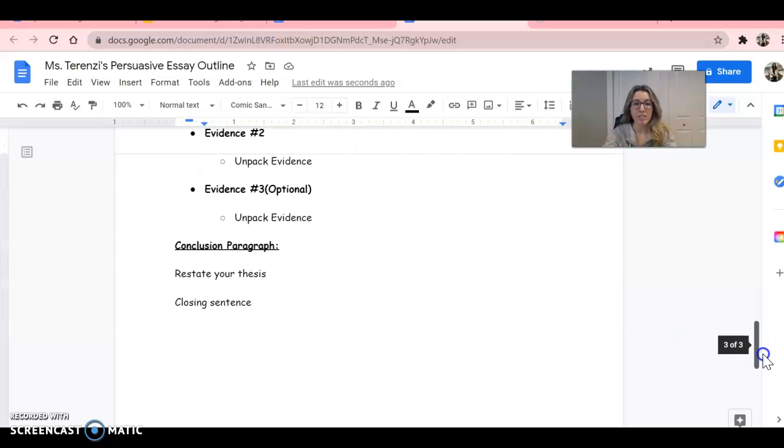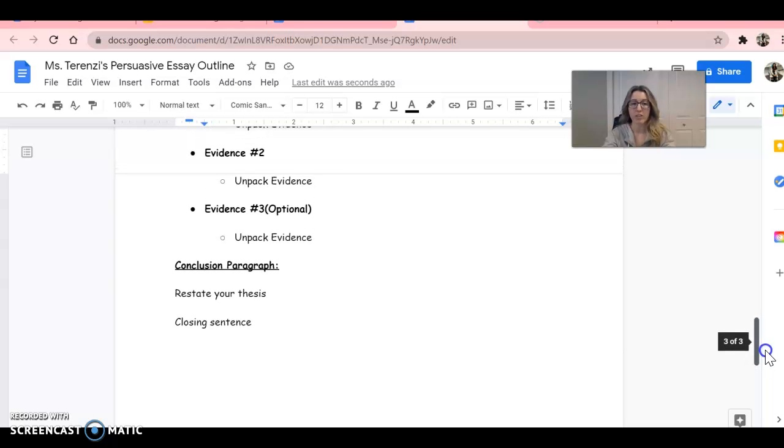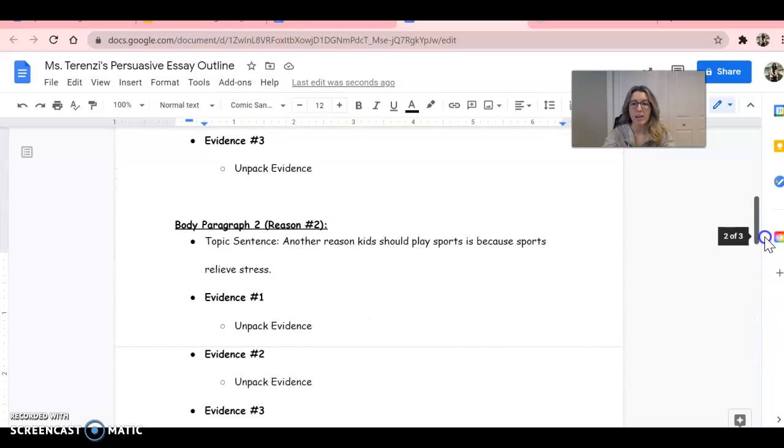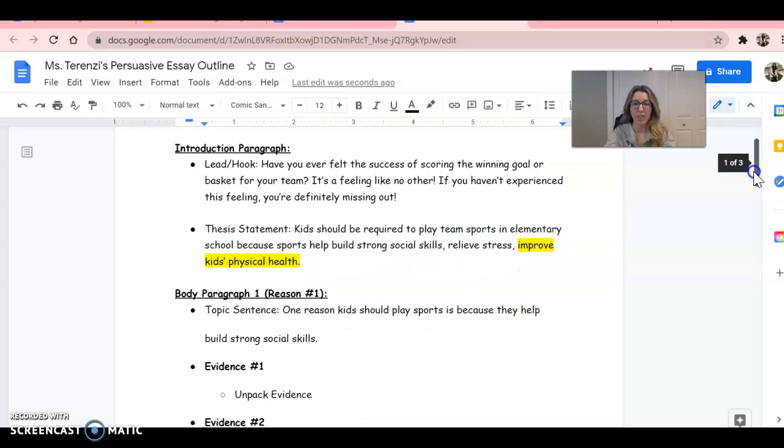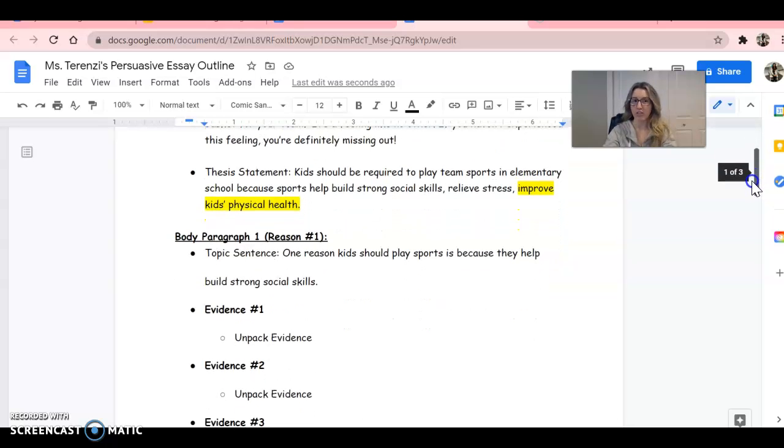Then, once we get to the conclusion paragraph, we will be restating your thesis and doing your closing sentence. But for today, we're not going to be focusing on that. Today, your task is just to come up with a lead or a hook for your introduction, copy and paste your thesis statement, rearrange it if you want the order of your reasons to go in a different order. So think about what is your most important reason. You're going to highlight that reason and put it last in your thesis statement because that's going to be your last body paragraph. Remember, we're leaving them with that wow factor.